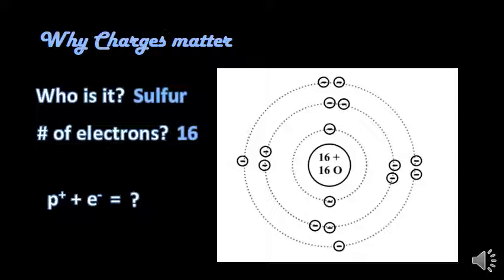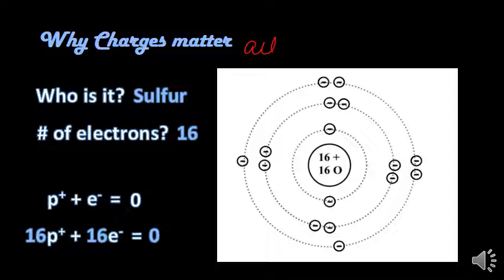If I add up 16 positives and 16 negatives, what do you get? 0. That's always true for a neutral atom. So 16 protons and 16 electrons add up to a charge of 0. All atoms are neutral. I'm going to write that down. That one's really important. All atoms are neutral.